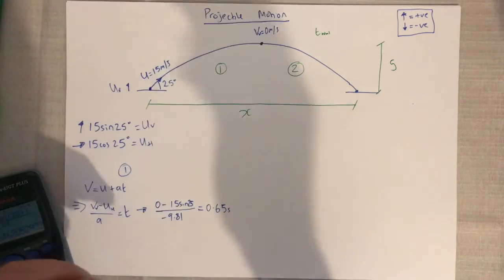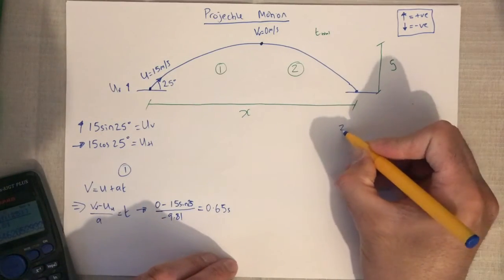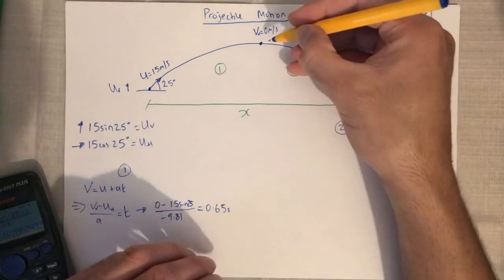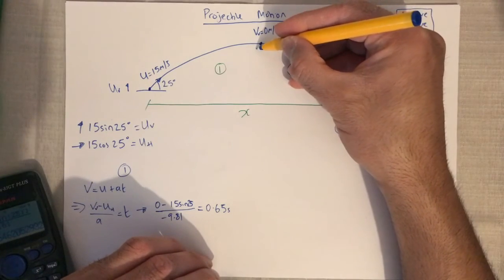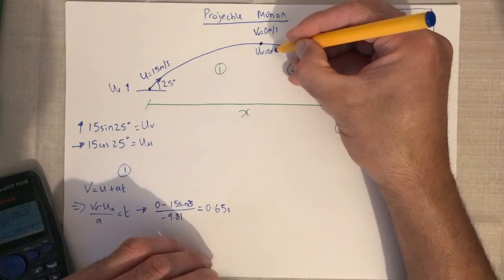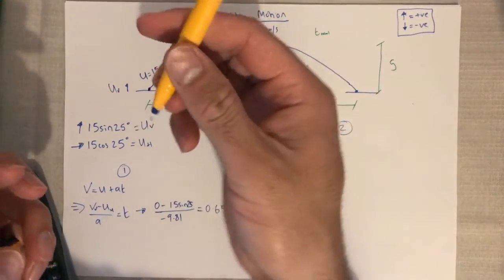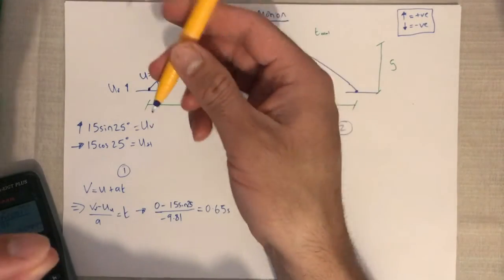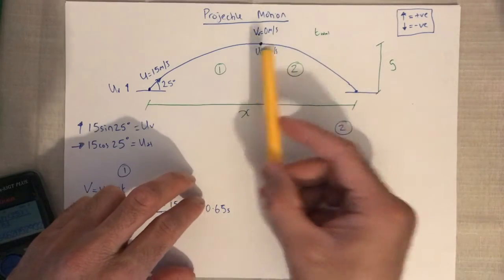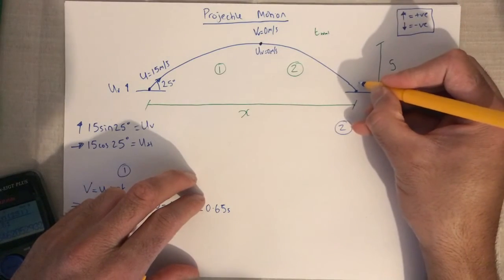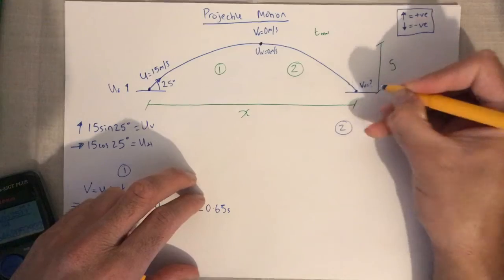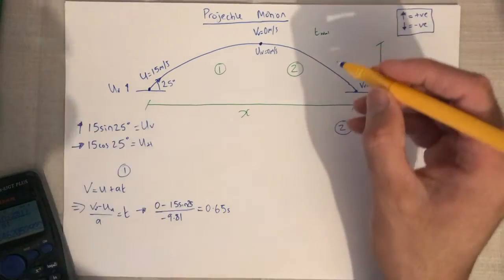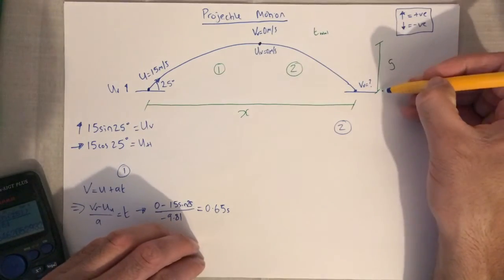The next bit of this, we're going to move on to part two of the journey. So that's this bit, and in this bit we're going to begin with UV this time, which is equal to 0, because remember, if you throw a pen, the speed right at the top, the instant it's right at the top, is actually 0. So UV is 0, and all the way down here we've got a speed of VV, and we can work that out. But we're not after that, we're after the distance S.